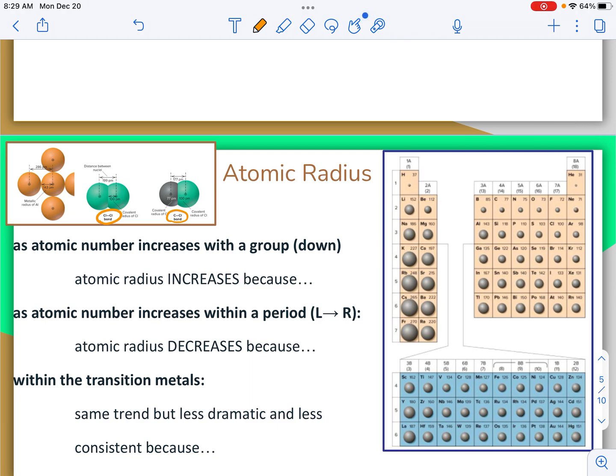As we go from left to right in a period, so as atomic number increases within a period, atomic radius decreases. This would be because the nuclear charge is growing, but the basic distance from the nucleus is staying the same. Remember, you're not increasing shielding, and as you go across a period, those electrons are all being placed into the same energy level.